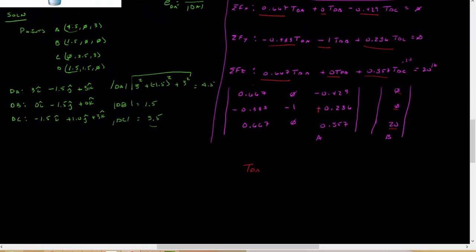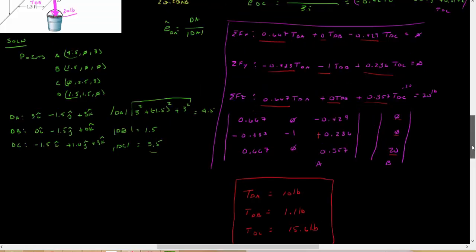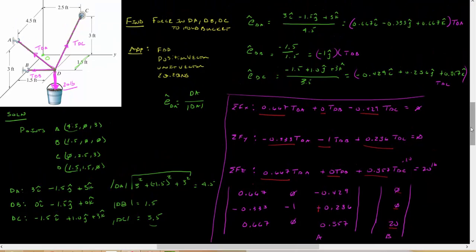So now, again, throw this in your calculator, save you a bunch of time, and I can calculate that this was TDA, TDB, and TDC. Using my calculator, I came up with 10 pounds, 1.1 pound, and this was 15.6 pounds. And those would be my answers. So if you have questions on this, please throw them on the discussion page. If I need to go back and work something out or explain something more, I can happily do that. All right, thank you.